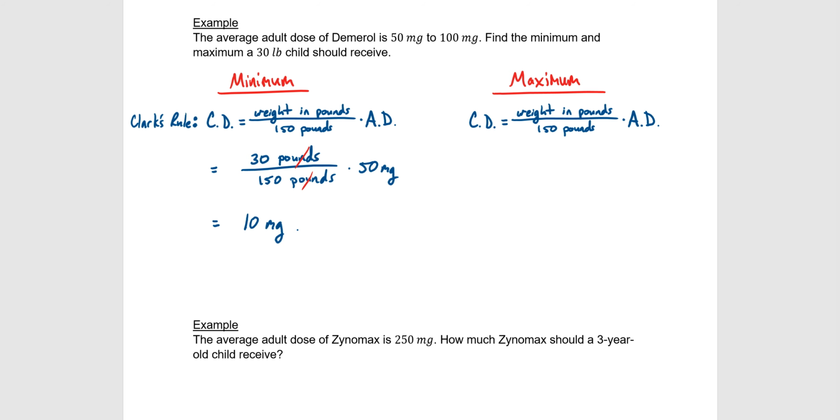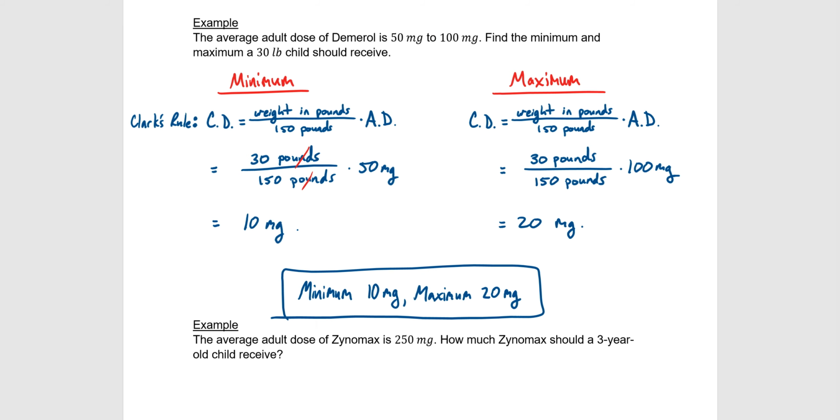So 10 milligrams for the child of 30 pounds is the minimum value. And let's see what the maximum will be. And this one's going to be using 100 milligrams. So it's going to be the weight in pounds. So once again, 30 pounds divided by 150 pounds times the maximum value of 100 milligrams. And evaluating this out, we're going to end up getting 20 milligrams. Okay, so those are our two answers for that example.